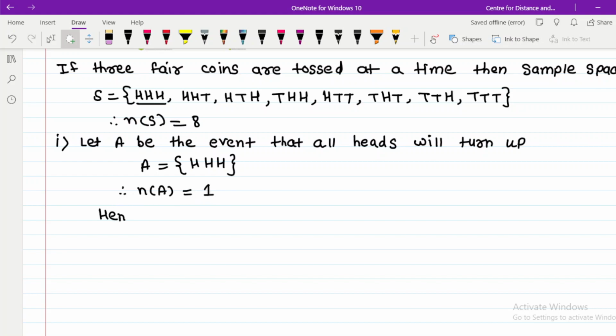Hence, P of A. What is the formula for P of A? P of A is equal to N of A divided by N of S. The value of N of A is 1 and the value of N of S is 8. Therefore, we get P of A is equal to 1 by 8. That is, the probability of getting all heads is 1 by 8.